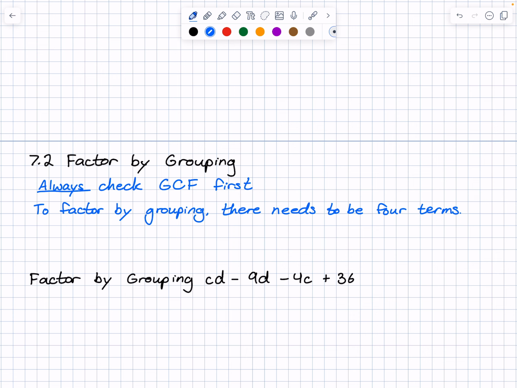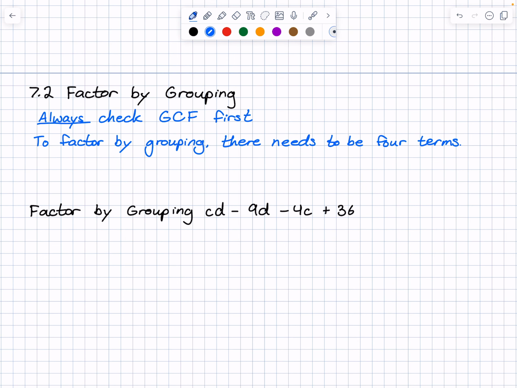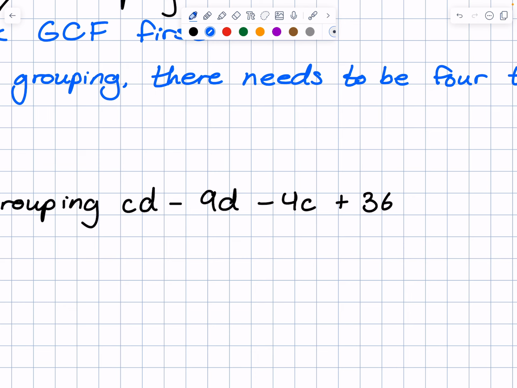So let's do this problem. This problem says factor by grouping CD minus 9D minus 4C plus 36. The first thing I am going to do is to check the greatest common factor. We should always check that first.